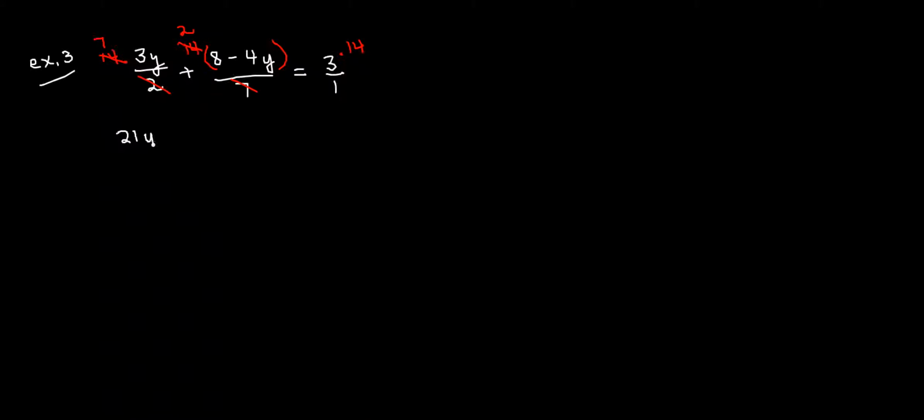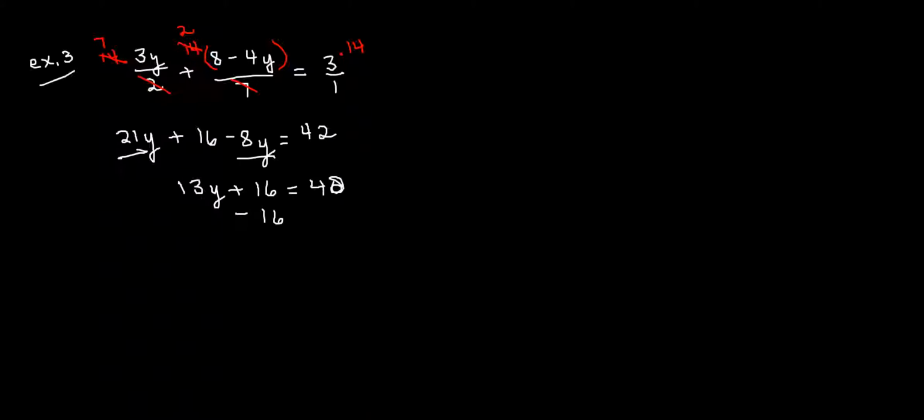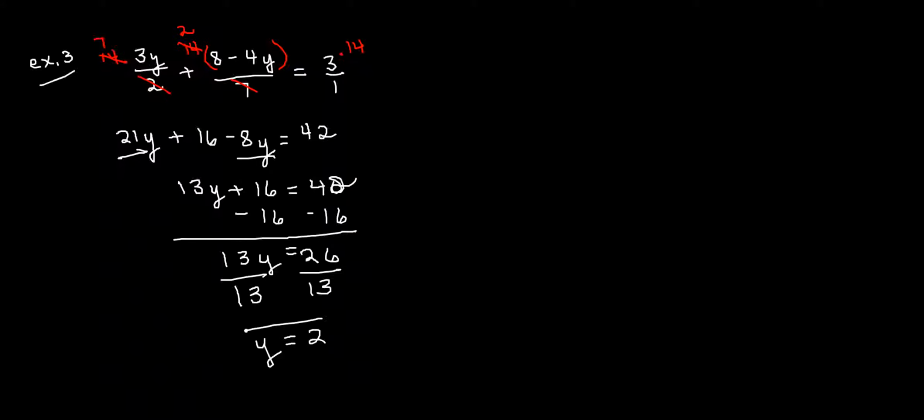So it's 21y plus 16 minus 8y equals 42. And here we're going to get 13y plus 16 equals 42. We just combined our like terms. Subtract 16. This should have been a 42. That's an ugly looking 42. Minus 16. And we get 13y equals 26. And we get, divide both sides by 13, and y equals 2. That one came out nicely.